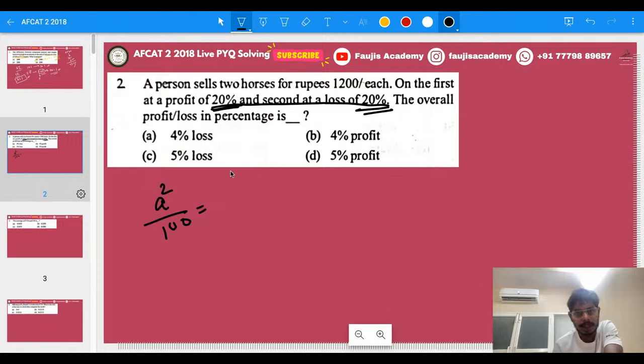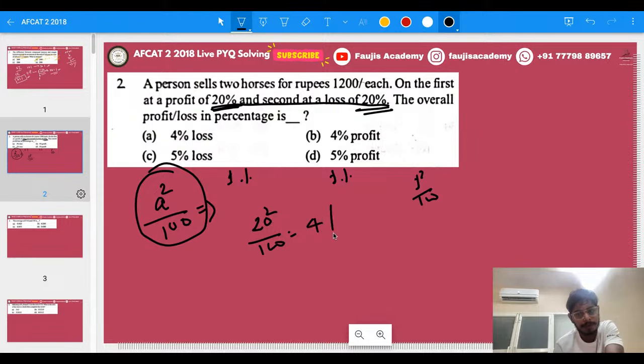That question we have done, 1% of profit and 1% of loss. That means net is 1 squared divided by 100. So x squared, that means 20 squared divided by 100. 20 squared is 400, 400 divided by 100 is 4.